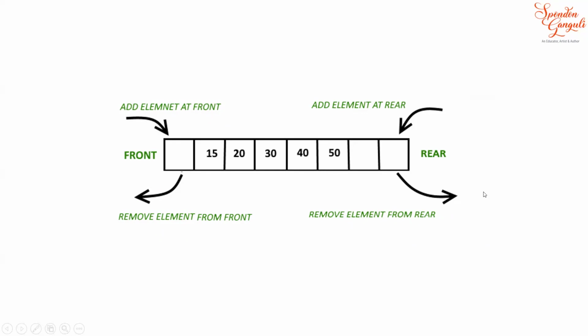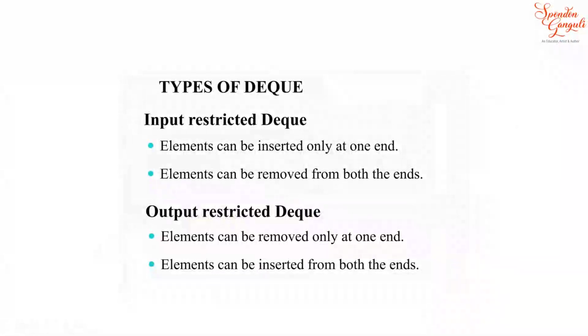Now there are some preconditions. Insertion at rear is normal, we all know, until it reaches the size we can insert. But insertion at front will be possible only when there is room in the front. That means if you have deleted something from the front, then only you can insert at front. Similarly, if you delete something from rear, you can insert from rear. Input restricted DQ and output restricted DQ we have already discussed. Though it is not in your syllabus, you can practice it out.